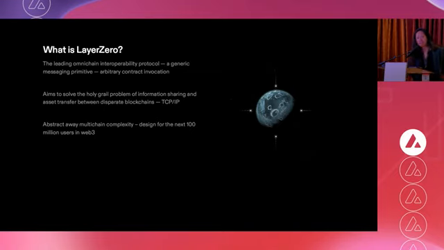And so what is LayerZero? LayerZero is the leading omni-chain interoperability protocol. And in actuality, it's a generic messaging primitive. LayerZero allows for arbitrary contract invocation, meaning you can communicate between smart contracts on different chains using the protocol.